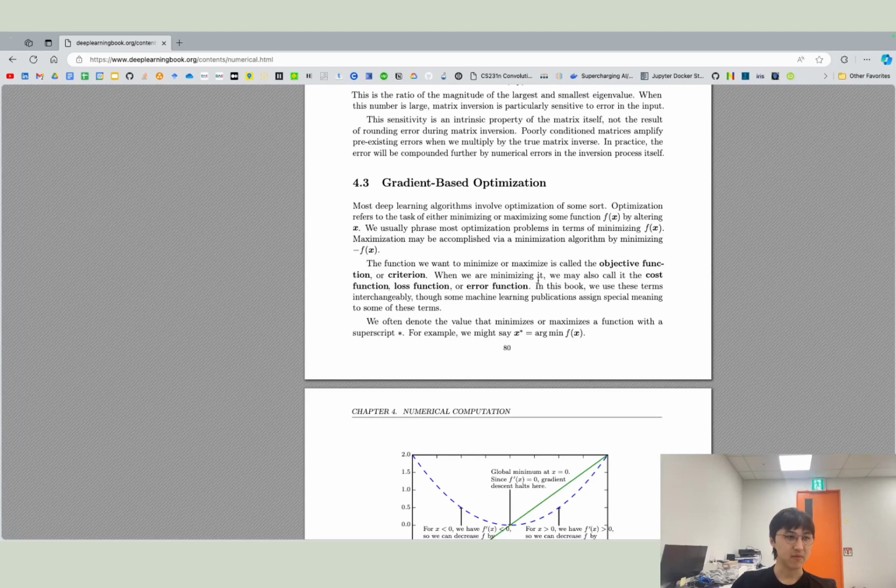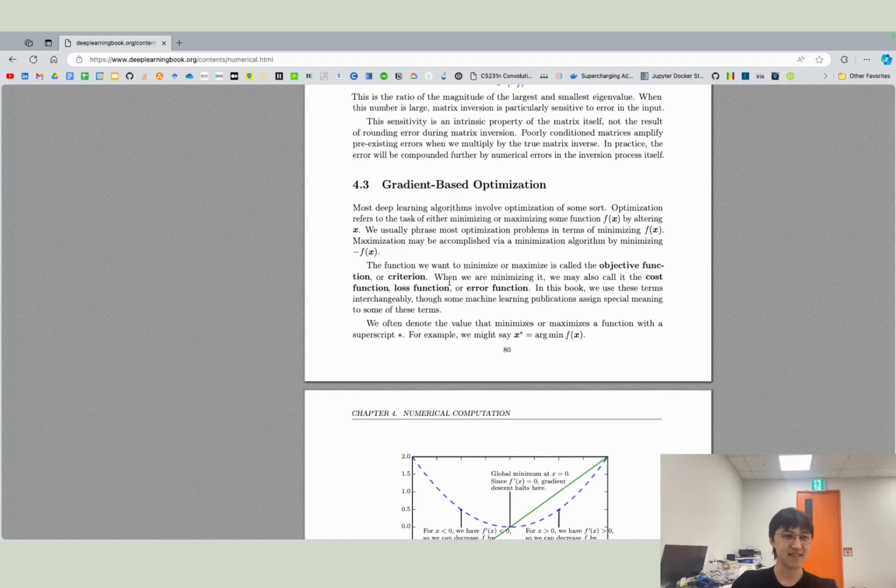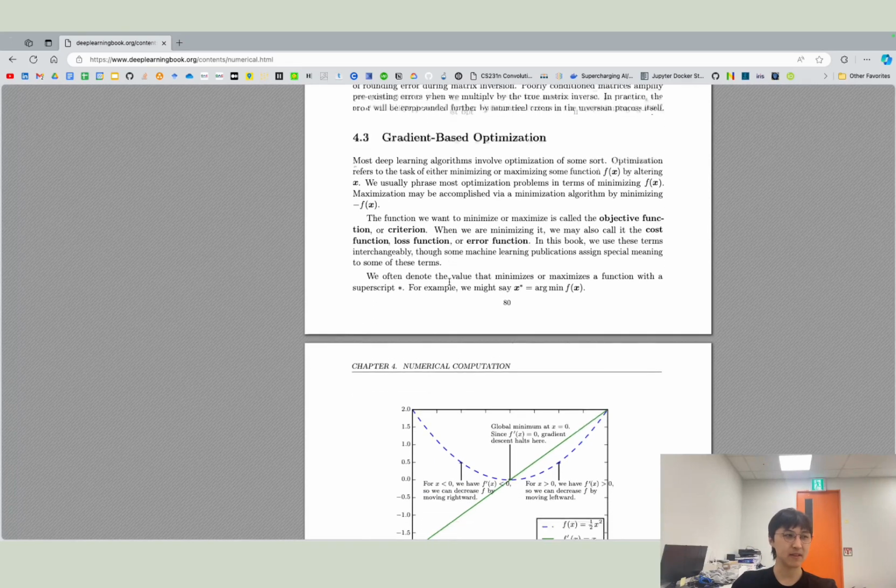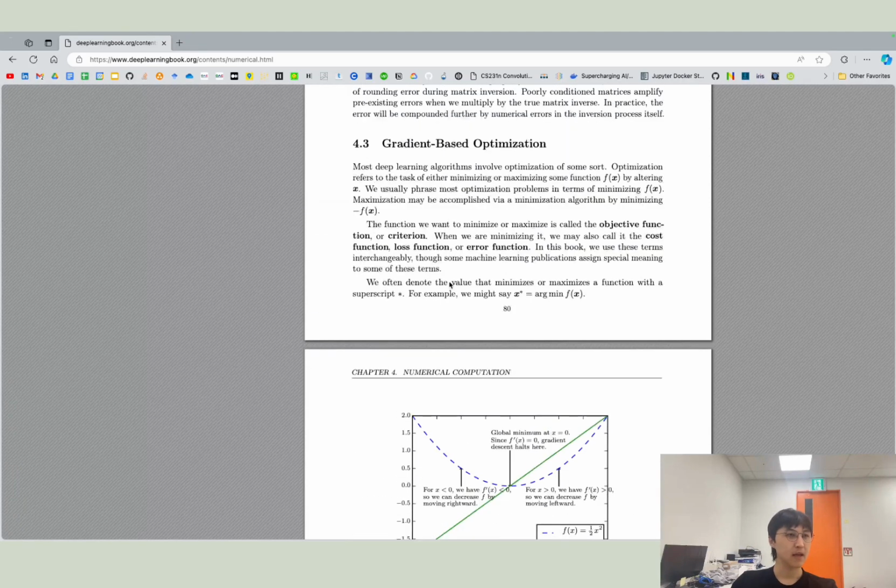So some notations. The function we want to minimize or maximize is called the objective function or criterion. And when we are minimizing it, we may also call it cost function, loss function, or error function. We mostly call this loss function, but it depends. It doesn't make a big change.